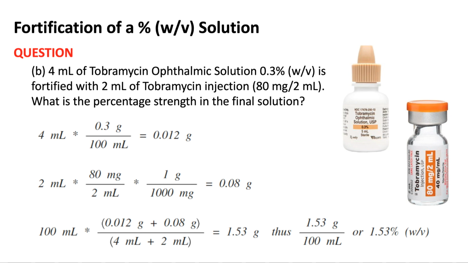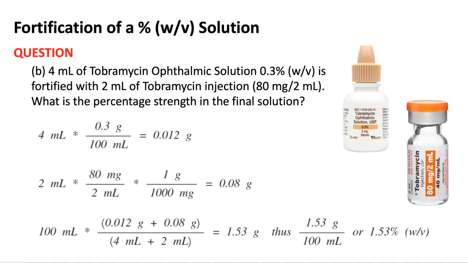So that's the total amount of drug now, divided by the total volume, which is still going to be the 4 milliliters that I started with from the ophthalmic solution, plus the 2 milliliters that I'm adding from the injectable. Okay? So when I multiply that across, my units of milliliters cancel, and your final numeric answer would be 1.53, and the units would be grams.